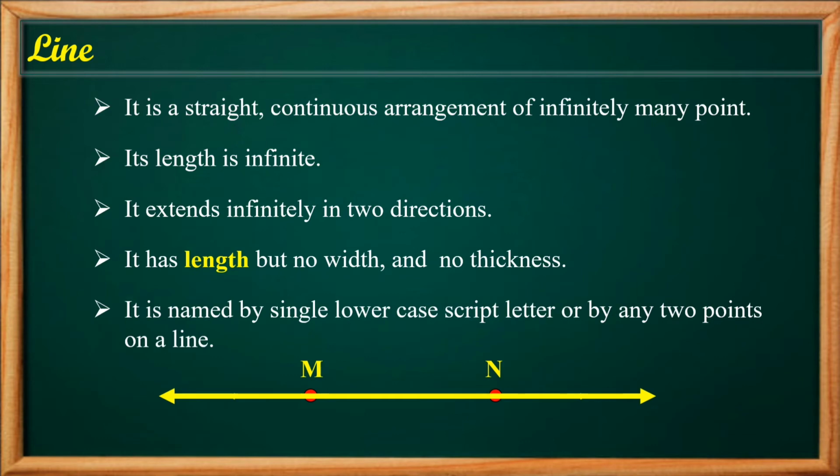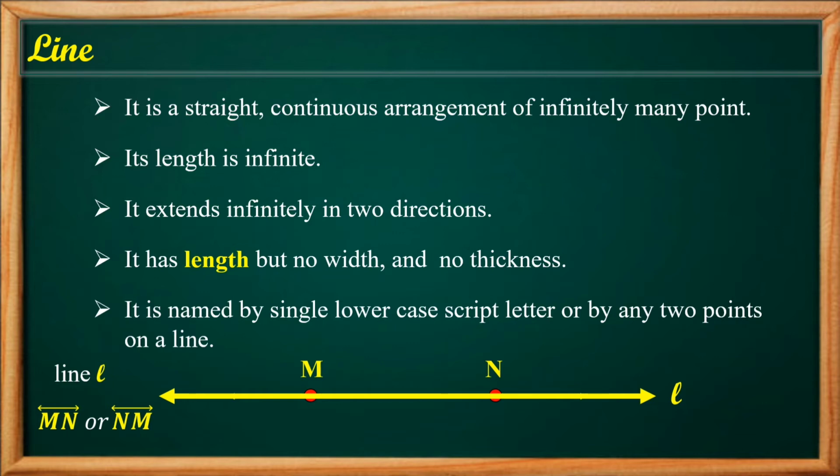Okay? Now, an undefined term, which is line, it is named by a single lowercase script letter. Ayan, that is naming a line. And therefore, this line is line L. Or, by any 2 points on a line. We have here point M and point N. Then, we have here line MN or line NM. Line L or line MN or line NM.